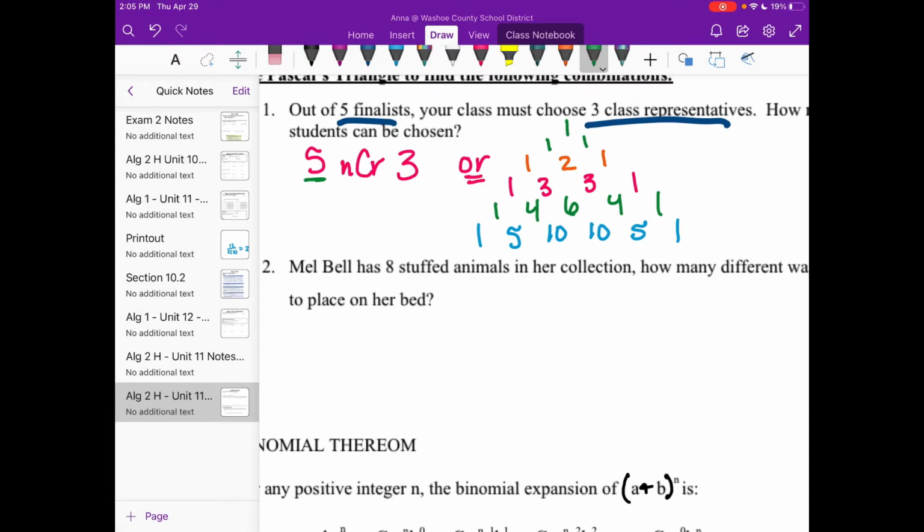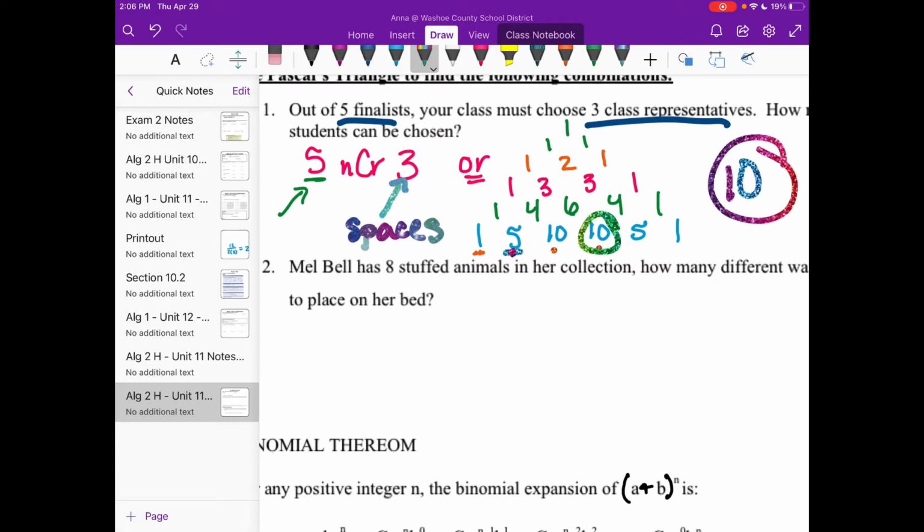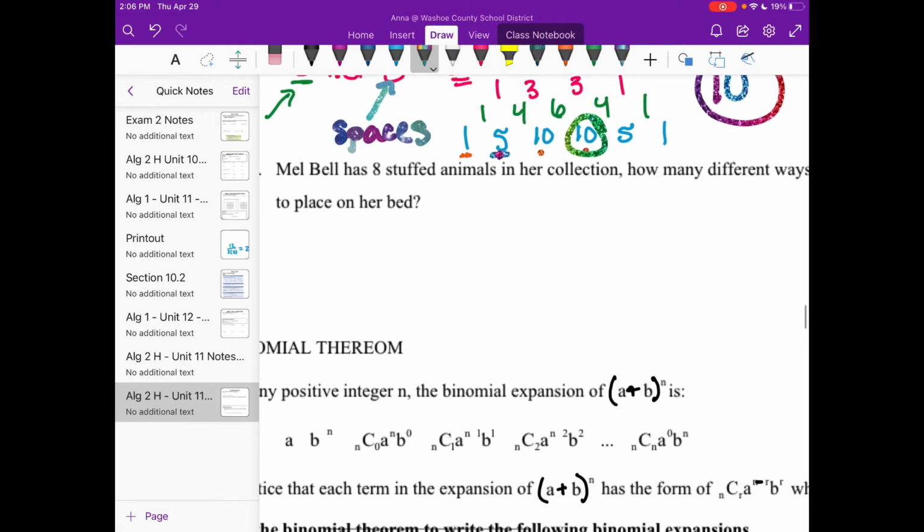So when you do this, like I said, we are looking at row 5, and then you go 3 spaces. Now the 1 does not count, so I am not going to start here. I am actually going to start at this 5 where I just did rainbow pen, and I'm going to count 3 spaces. 1, 2, 3, 10. If I really wanted to, in my calculator, I could still put 5 choose 3, and guess what? I would still get 10. But if you don't have your calculator, you could always do it this way.